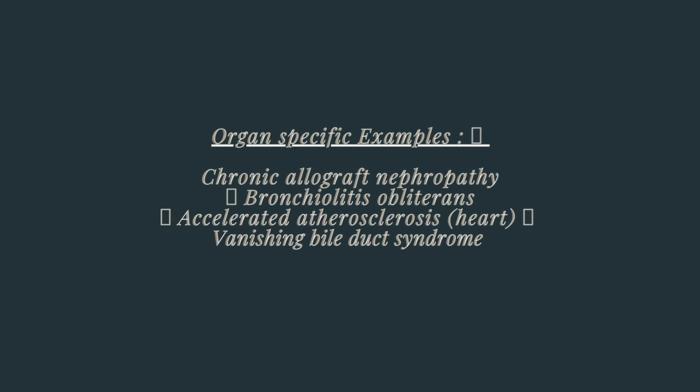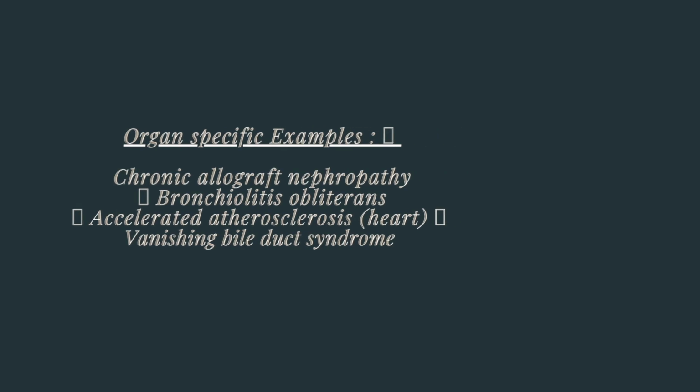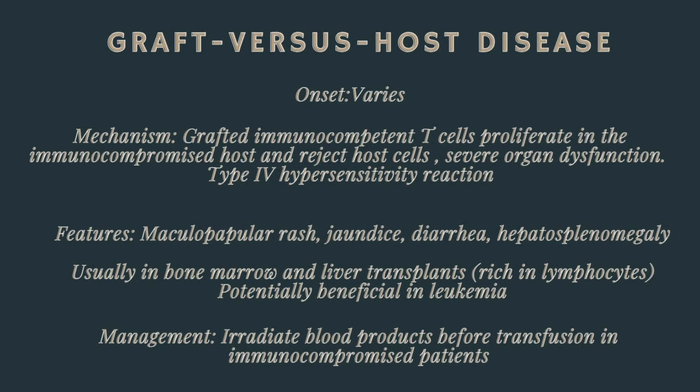Coming to organ specific examples, this is really important as we'll have cases based on these. One is the chronic allograft nephropathy, the bronchiolitis obliterans, the accelerated atherosclerosis, and the vanishing bile duct syndrome. It's important to learn a little bit about each of these, and these are really specific for chronic rejection. The bronchiolitis obliterans happens in lung transplantation, whereas the chronic allograft nephropathy is the main cause of renal failure post kidney transplant.